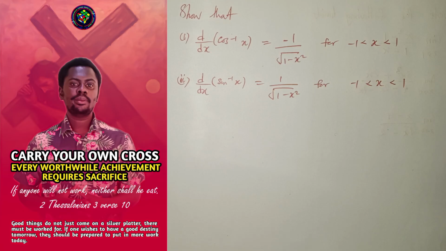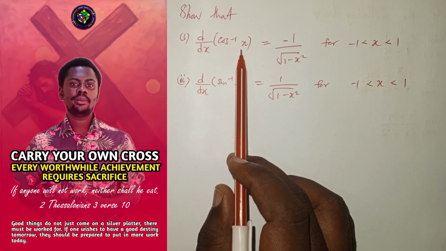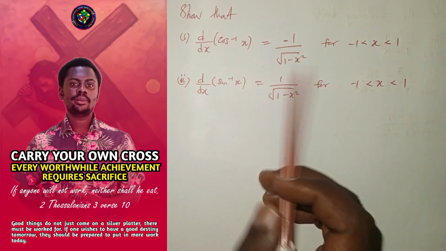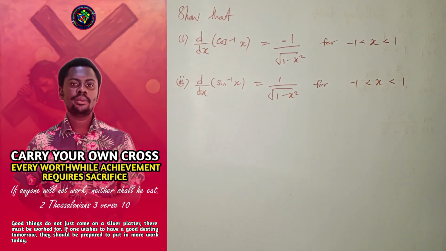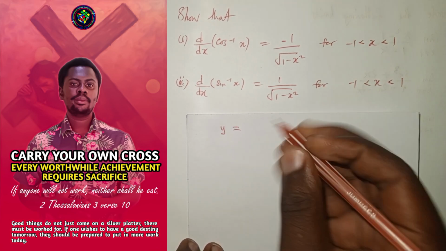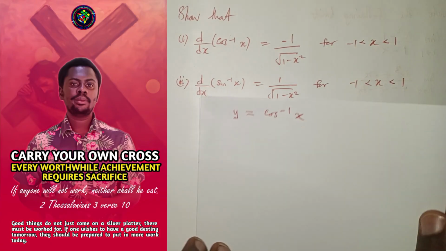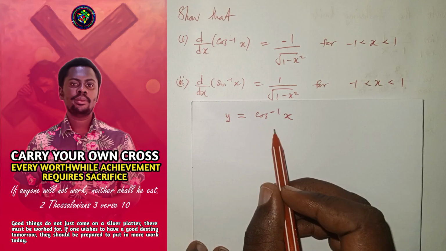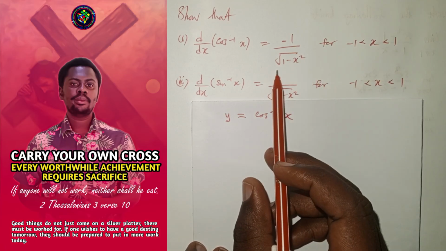Today we are looking at calculus, and want to show that the derivative of cosine inverse of x is equal to negative 1 over the square root of 1 minus x squared. Okay, so we'll say y is equal to cosine inverse of x. So we want to show that the derivative for this will give us negative 1 over square root of 1 minus x squared.